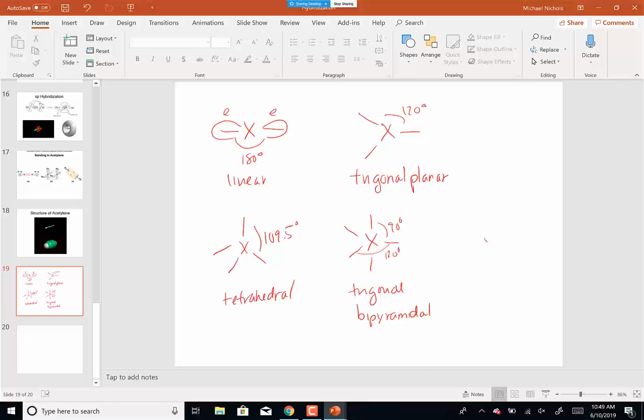And then finally, if you have six, you have octahedral, which then has 90 degrees. It looks like an XYZ coordinates.